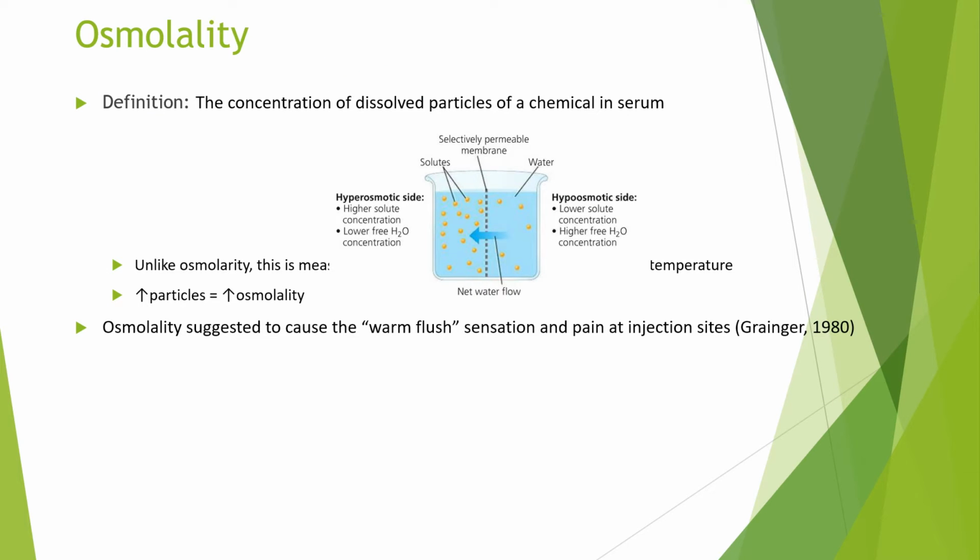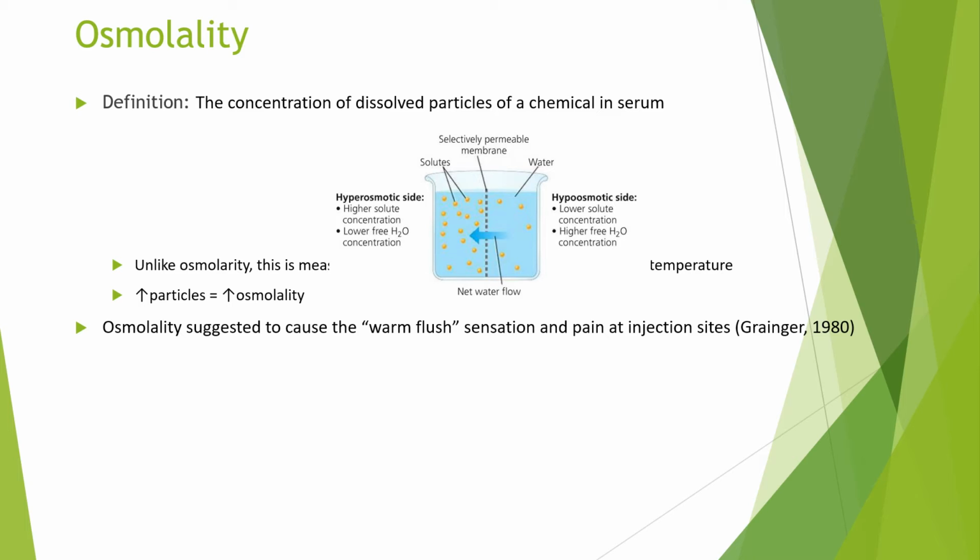If there is one thing to know about contrast, it is osmolality. Osmolality is defined as a concentration of dissolved particles of a chemical in serum. In a sense, it refers to how much a solution dissociates within blood. The higher the number of particles, the higher the osmolality. Now, unlike osmolarity, which is the number of dissolved particles in a liter of liquid, osmolality is in a kilogram of liquid, which means it is independent of the temperature and pressure. Think of it as a way that water expands when it is heated. This will decrease osmolarity, but not osmolality.